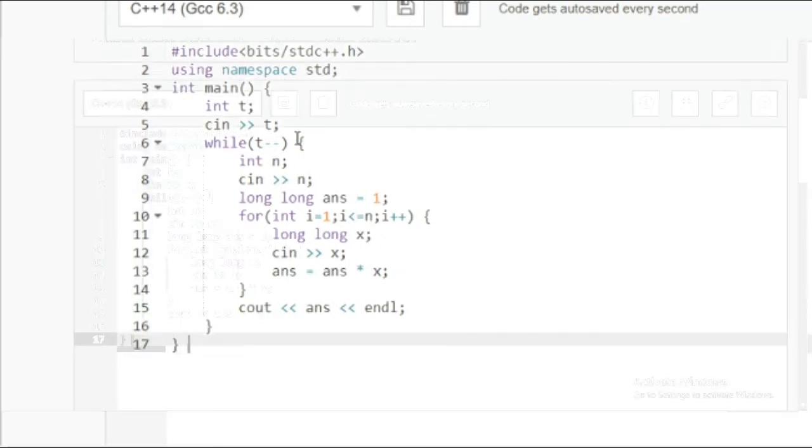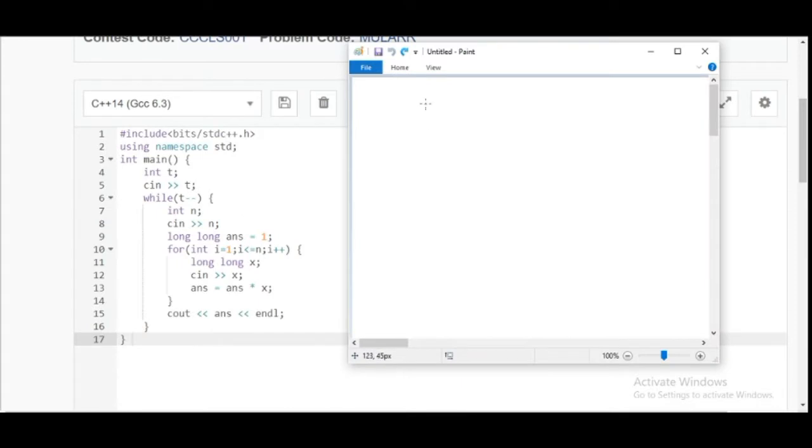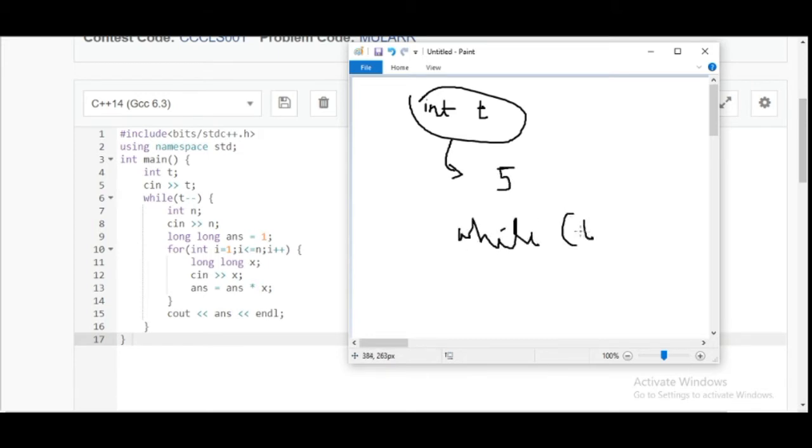Int main. Inside this we first of all write int t. Okay. So this is the number of test cases. And how can we use the test cases? First of all, we have to take the value of t. Let's say 5, so 5 test cases. Then they have written while t minus minus. It means this loop will run 5 times. As you know, if the value between the brackets goes to 0, then the loop will terminate. So t minus minus will do the work: 5, 4, 3, 2, 1, and at 0 it will stop.